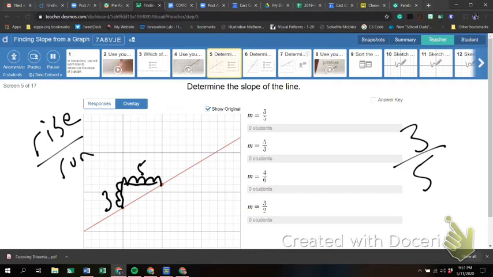Now 5/3 would be if I went up 5 and went over 3. That'd be a different line. Cool. There's my 3/5. That is slide 5.